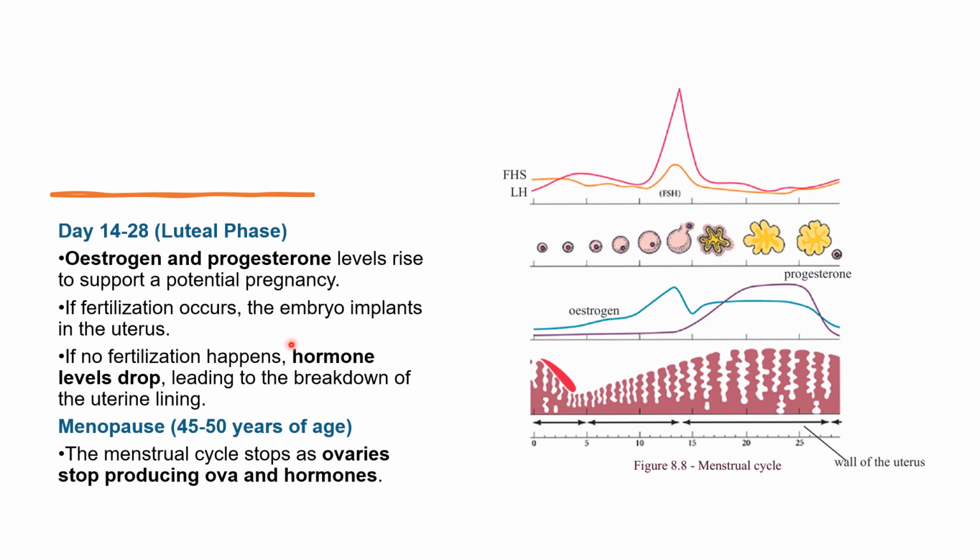There's also something else that you need to know. It's known as menopause. It usually happens during the ages of 45 and 50 years in females. So this is when the menstrual cycle stops in a female, as the ovaries stop producing ova or any of these hormones.